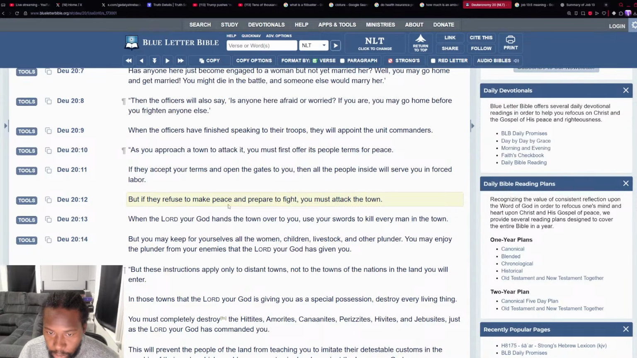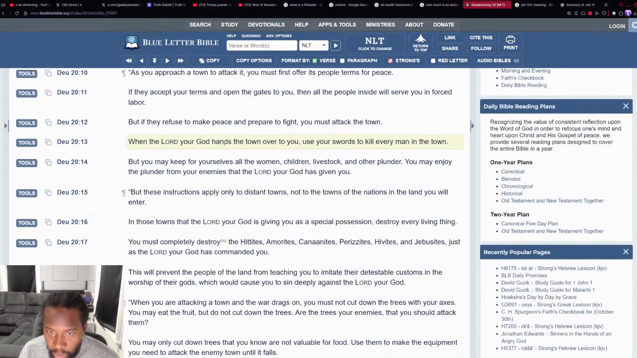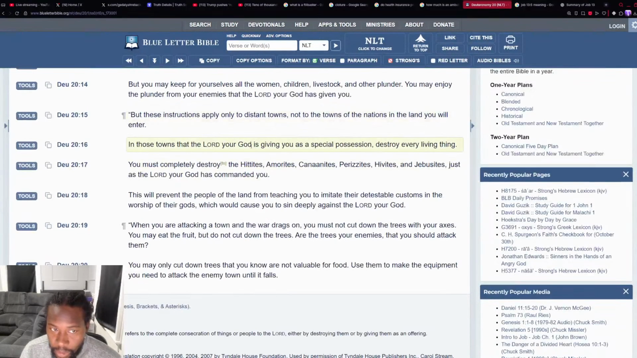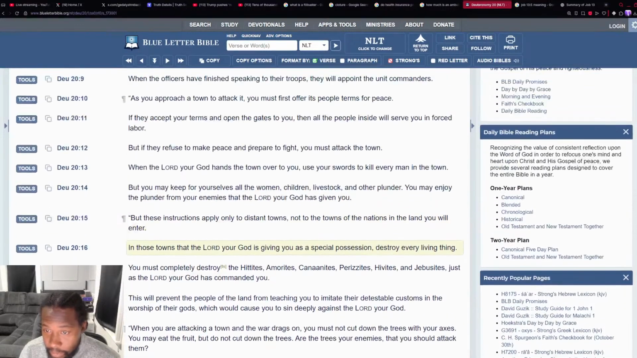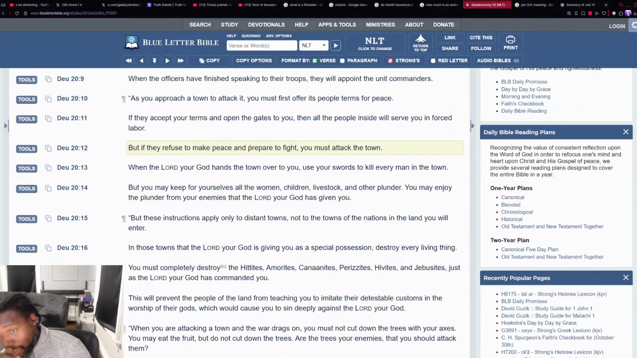But if they refuse to make peace and prepare to fight, you must attack the town. When the Lord your God hands the town over to you, use your swords to kill every man in the town. But you may keep for yourselves all the women, children, livestock, and other plunder. You may enjoy the plunder from your enemies that the Lord your God has given you. So the Lord even tells you, hey man, he'll give it to you. You better kill every man in the town, man.